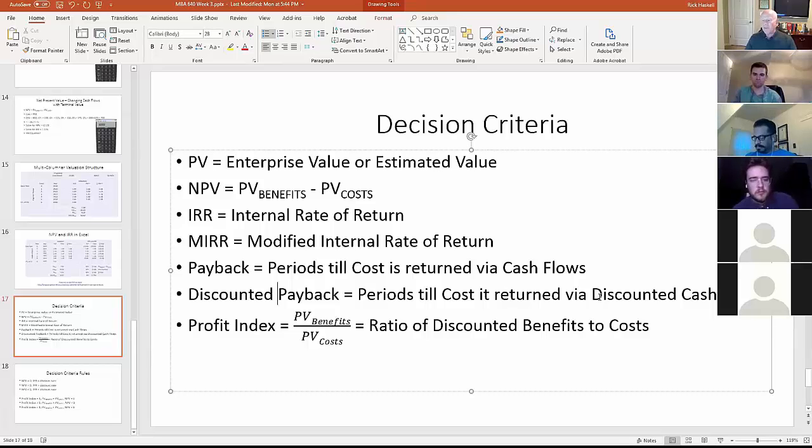And then finally, a profit index, which really is just a ratio of the discounted benefits to the discounted costs, where we take the present value of the benefits and we divide them by the present value of the costs. And that gives us a ratio. It's an index. So how would we think about using them? I'm telling you that these are all decision criteria. So how do we use a present value as a decision criteria?